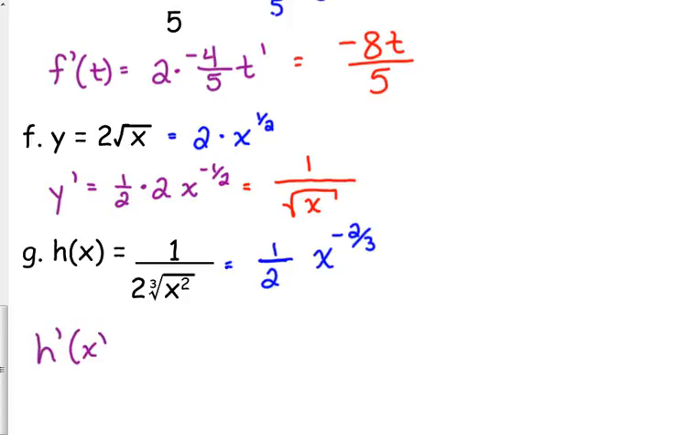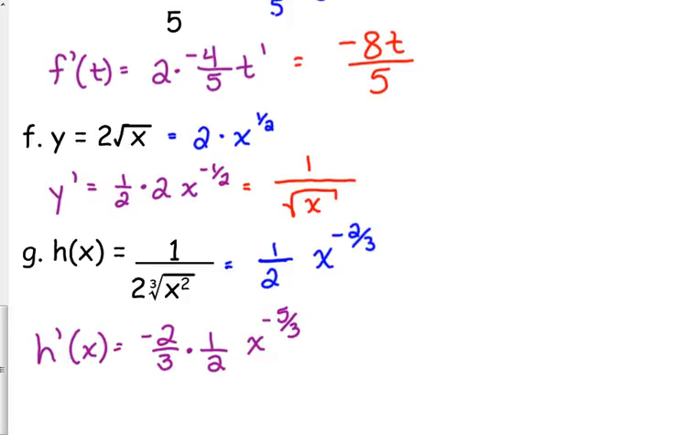h prime of x is then equal to, bring down the exponent, multiply by the coefficient, subtract 1 from the exponent, that's negative 5/3. I can do that quickly because I know that subtracting 1, I have to express that as over 3. So I have to subtract 3 over 3. So negative 2 minus 3 is negative 5. That's the thought process that I go through.